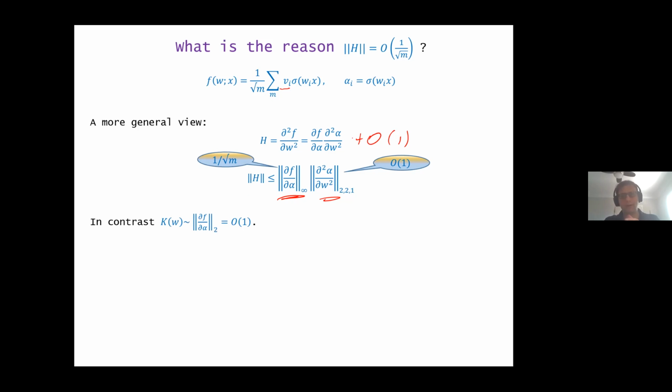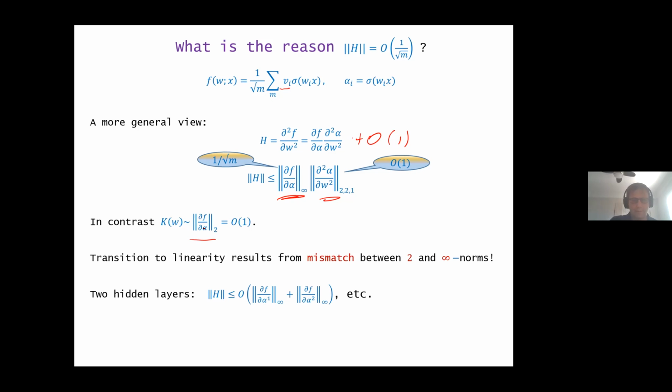So the Hessian, because of this decomposition, has a small norm, because it's bounded by the infinity norm of df over d alpha. In contrast, the kernel matrix is essentially the 2 norm of df over d alpha and the 2 norm of O of 1. So what is happening is that there is some mismatch between infinity and 2 norm, which is causing this transition to linearity. So that's why it's a kind of a subtle effect.